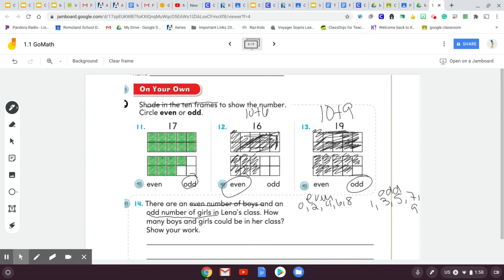So now I have to figure out a number. I want an even number of boys. I think I'm going to have 2 boys. And I need an odd number of girls. Maybe 3 girls. 3 girls in class. There are 5 kids total, because 3 plus 2 equals 5.